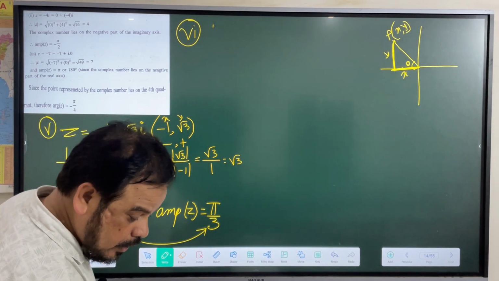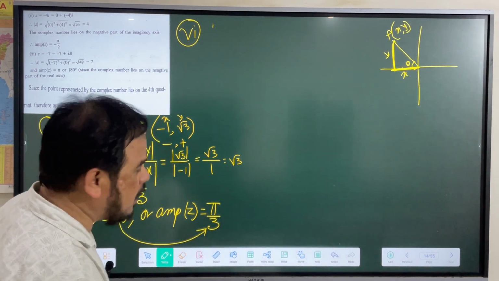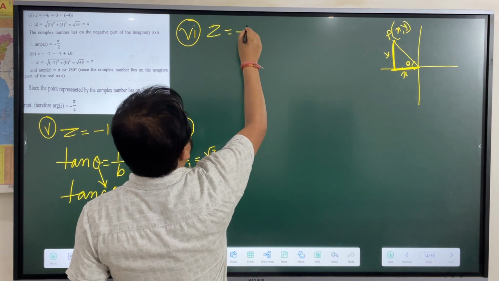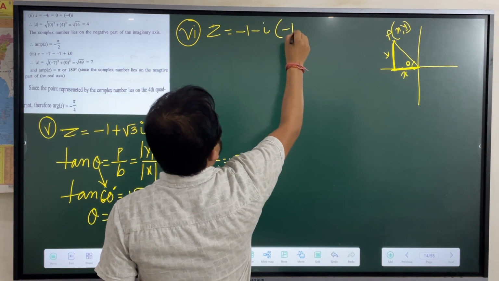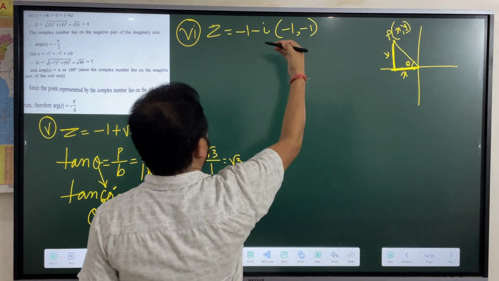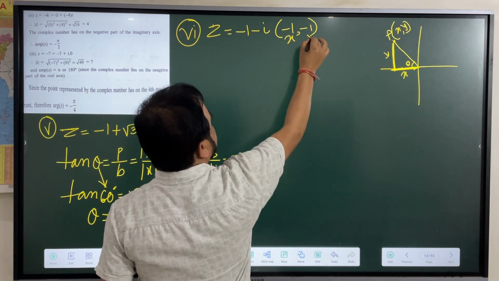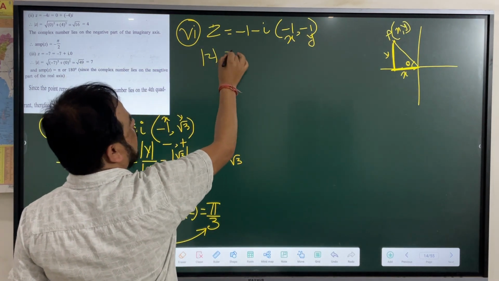Number 6. Z is equal to minus 1 minus i. That means minus 1 comma minus 1, third quadrant. This is x, this is y. Modulus of z you can find out yourself.